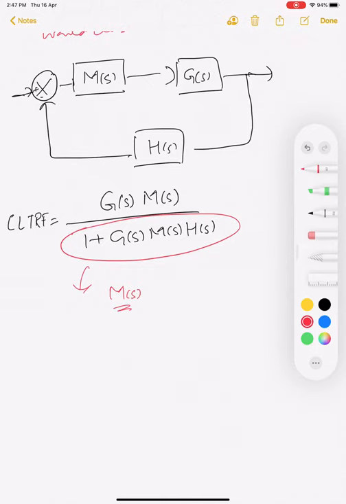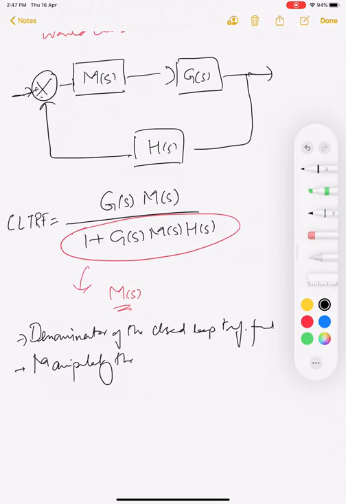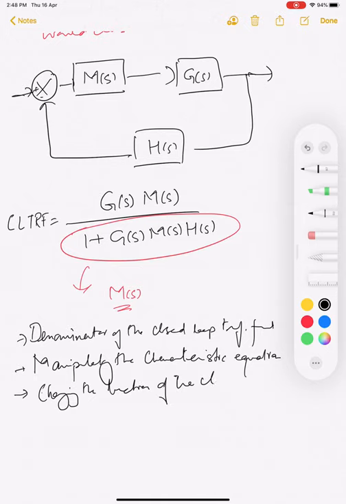So what we are actually trying to do when we're trying to control a system, in a simple manner we can say, is to control the denominator of the closed loop transfer function. To manipulate the denominator of the closed loop transfer function, which is basically manipulating the characteristic equation, and by manipulating the characteristic equation, what you're actually doing is changing the location of the closed loop poles.